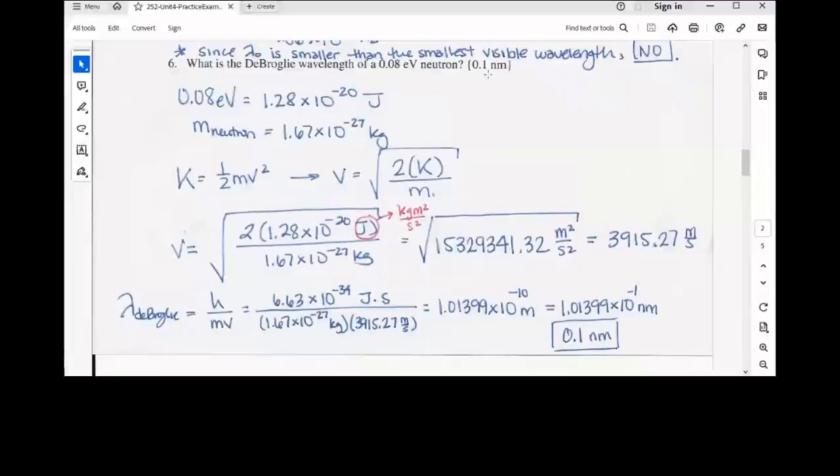And our answer is given in nanometers, so just multiplying this by 10 to the 9 gets me to that answer. And because the energy of the neutron was only expressed to 1 sig fig, the de Broglie wavelength can also only be expressed to 1 sig fig.